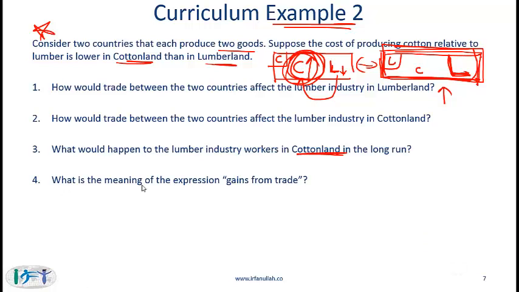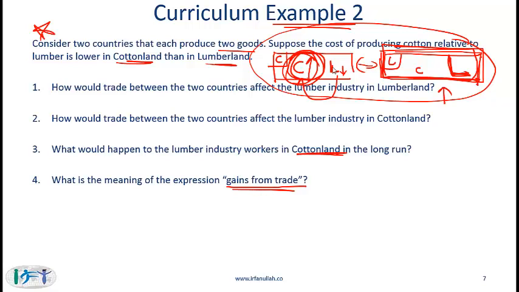This is an important question. What is the meaning of the expression gains from trade? Gains from trade means that overall the two countries are better off. If you think about the consumers in both countries, they are now getting better cotton and better lumber. But this does not mean that everyone or all stakeholders are better off.